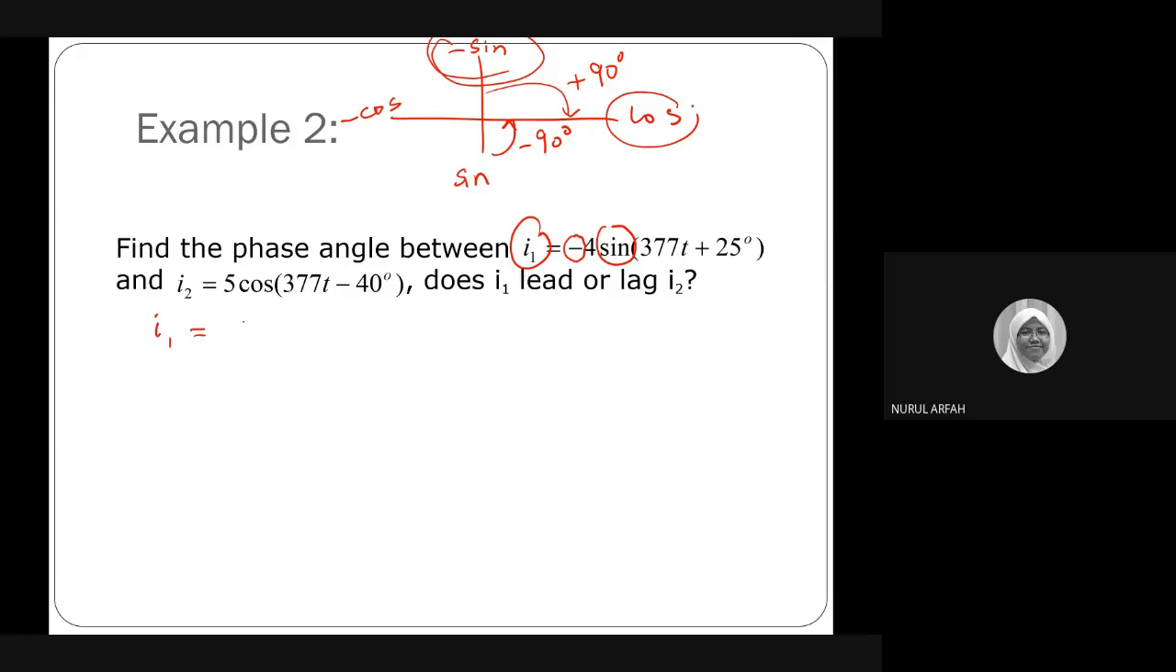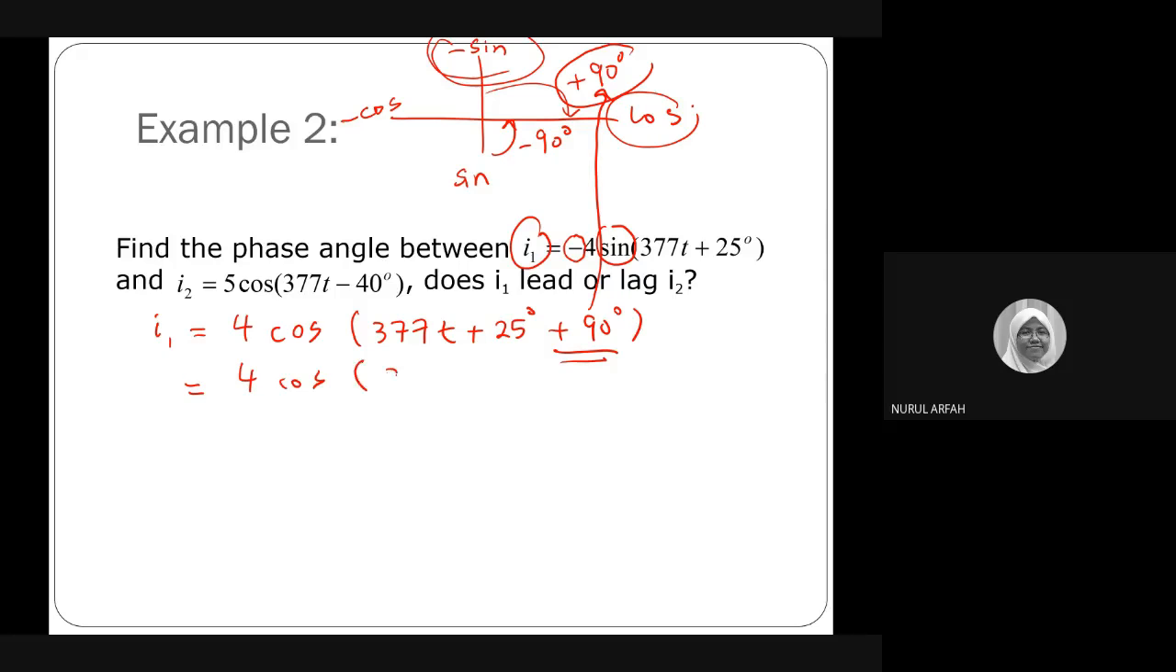So I1 will be equal to 4 cosine, because you already converted to cosine, and then 377t plus 25 degrees, then plus 90 degrees. Why plus 90 degrees here? Because of this part. So far so good, right? Okay, and then this is what you're going to have, 115 degrees. Is it okay? Okay, Alhamdulillah.